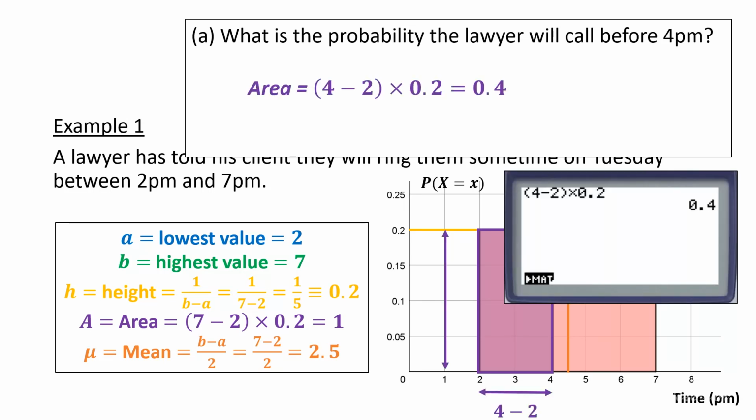We know the area is base times height. The base is 2 hours long, which is 4 take away 2 is 2, and the height is 0.2. So we multiply the base and the height, we get 0.4 for the area. So we can say the probability that they're going to call before 4 o'clock is 0.4, which represents 40%.